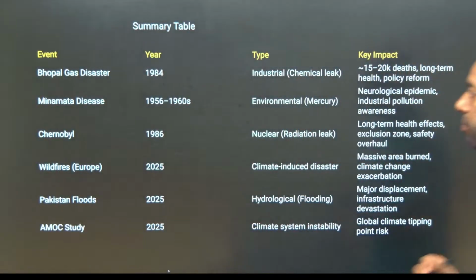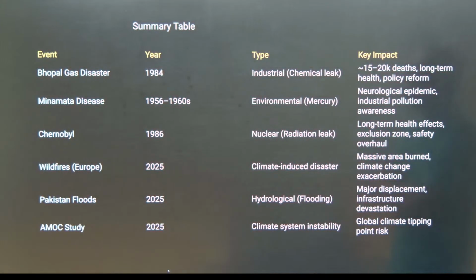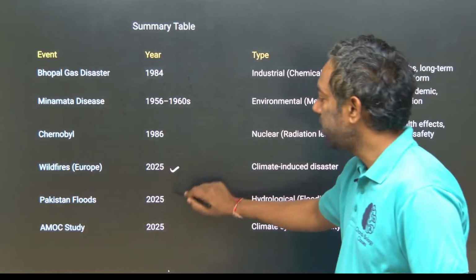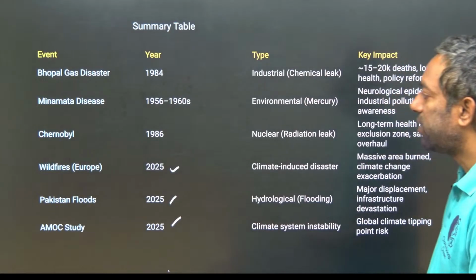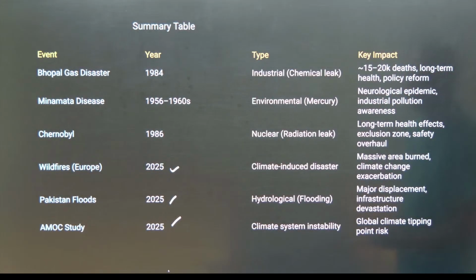Bhopal gas 1984, industrial leak, it is a chemical leak. Minamata disease 1956 to 60, environmental, it is the mercury. Chernobyl 1986, it is the radioactive leak. Wildfires in Europe took place recently, a climate-induced disaster. Pakistan floods also took place in 2025. The AMOC study is about climate system instability and global climate tipping points.